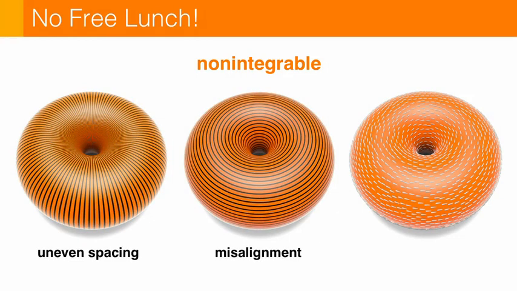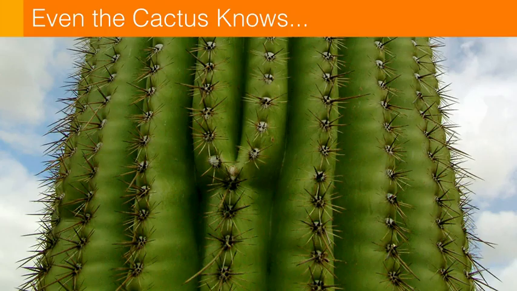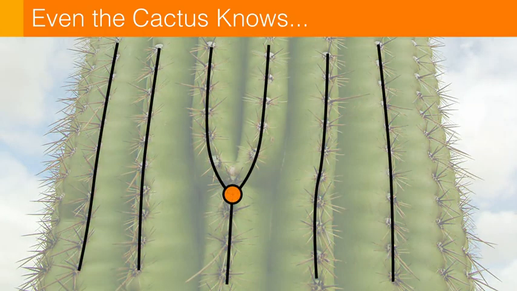Or there's a very interesting third option, which is that you can get both good spacing and good alignment by giving up a little continuity, or in other words, by allowing singularities in the parameterization. For instance, even the cactus knows that if you want to get vertical stripes of uniform width, you might have to allow one stripe to branch into two as the trunk gets thicker. And this kind of behavior is what inspires the algorithm I'll talk about today.